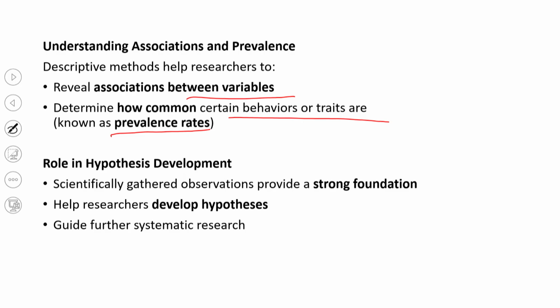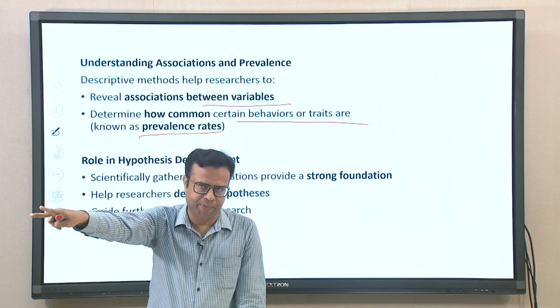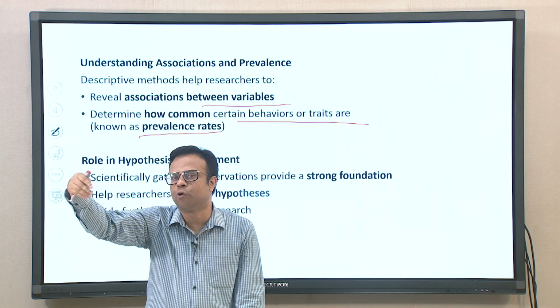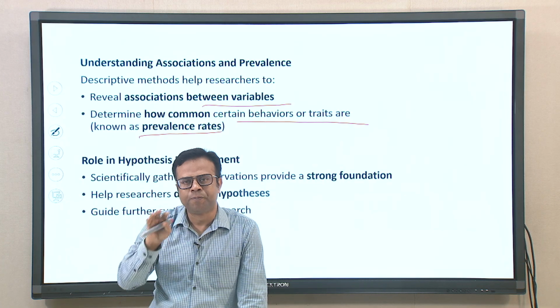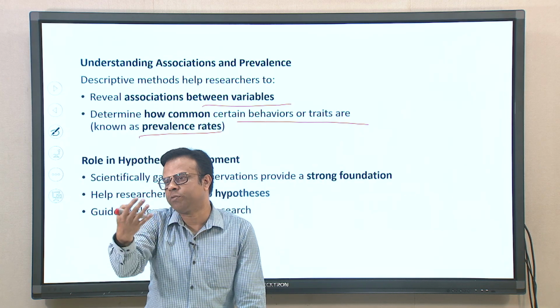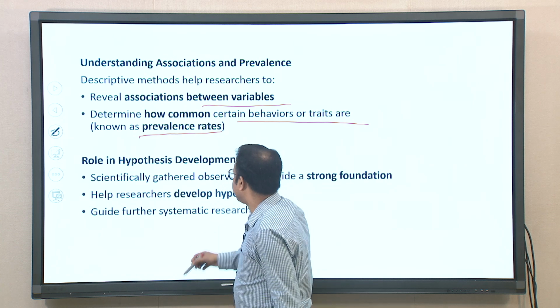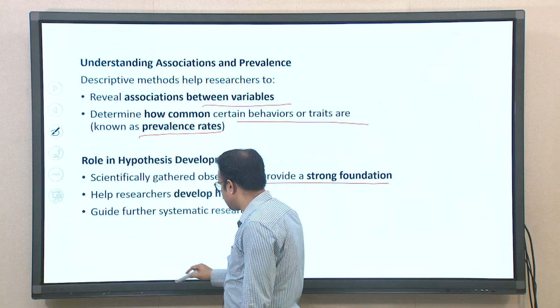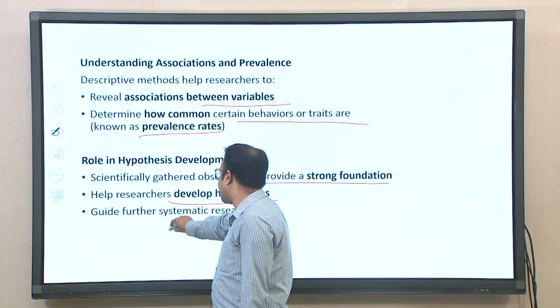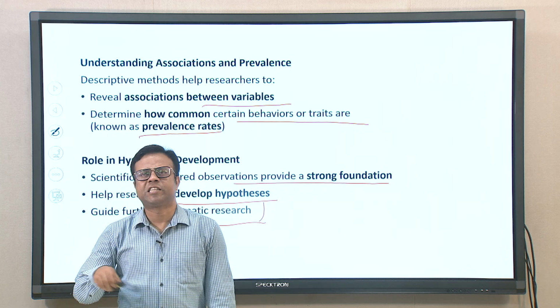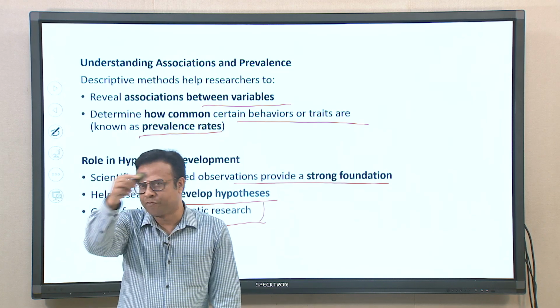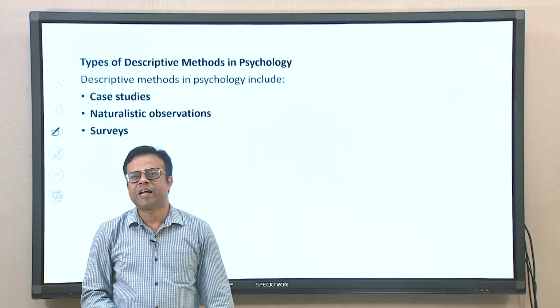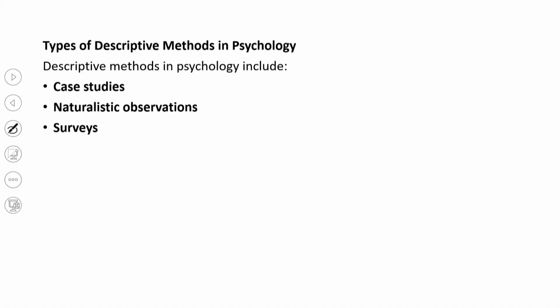Descriptive research also helps you develop hypotheses, because you observe something and you say that it is likely that this is going to happen. Before you go further into more complicated or more advanced forms of research, descriptive research gives you some basic sense of what the direction of the hypothesis should be. Scientifically gathered observations provide a strong foundation, help researchers develop hypotheses, and guide further systematic research. So, descriptive research is generally the first step for a lot of research. It gives you a basic understanding of the phenomena. Now, in descriptive research there can be different specific methods for data collection.